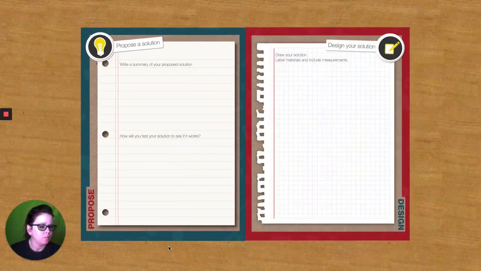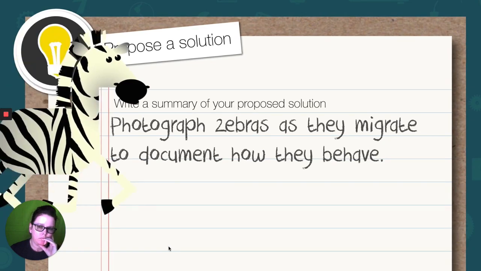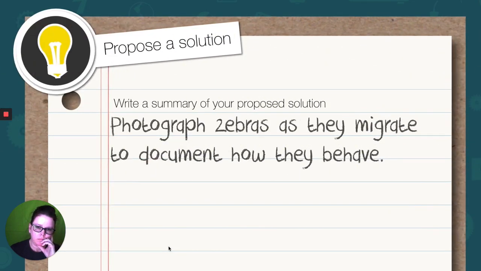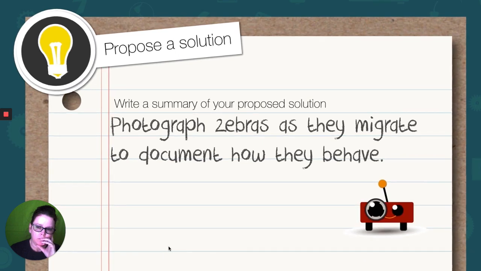Now, it's time to design a solution. How will you do it? Will your solution travel alongside or on the animals? Should it be small, or big? Will it be stationary and wait for the animals to appear somewhere?